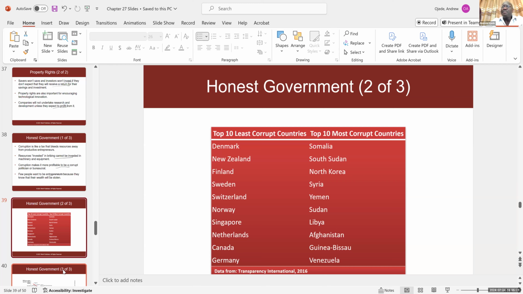And then the top 10 most corrupt countries in the world include Somalia, South Sudan, North Korea, Syria, Yemen, Sudan, Libya, Afghanistan, Guinea-Bissau, Venezuela. See, those are some of the top 10.